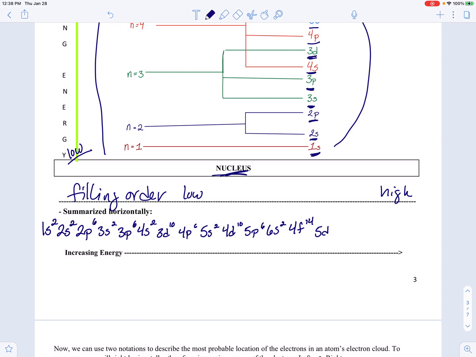And then we go to 5d, and then we would fill in 6p, and then we've got just a few more. 7s, your sunny rooms again only hold 2 electrons, and then it's going to be your 5f, your 5th floor floral room, and then it'll be 6d, and then 7p. So this is the order in which they fill each of the clouds, because they fill from low energy to high energy.